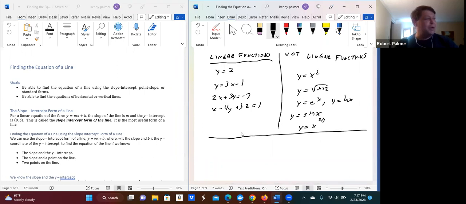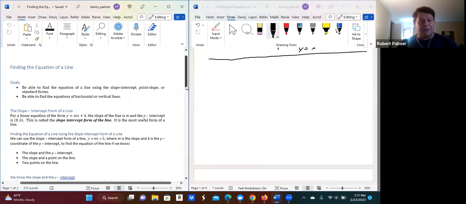Specifically, the slope-intercept form of a line looks like y equals mx plus b, where m is the slope and b is the y-coordinate of the y-intercept. The y-intercept is (0, b). This is called the slope-intercept form of a line because of those two things. It's the most useful form of a line because from this form you can pick out right away what the slope and the y-intercept are.